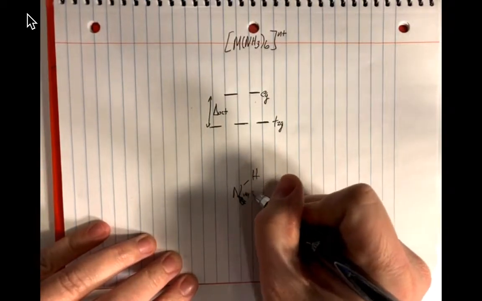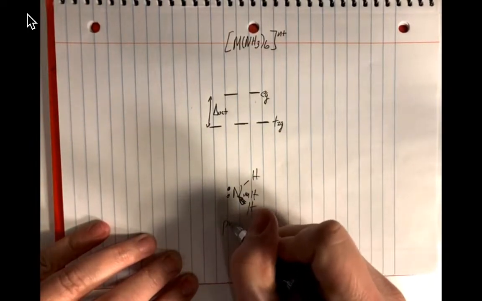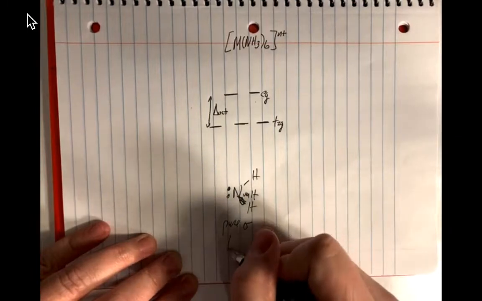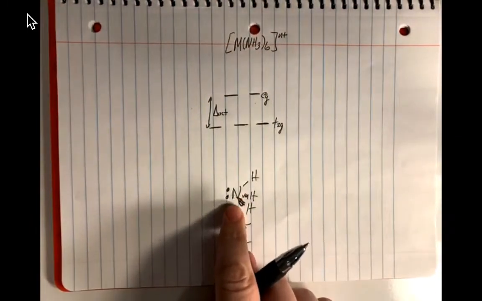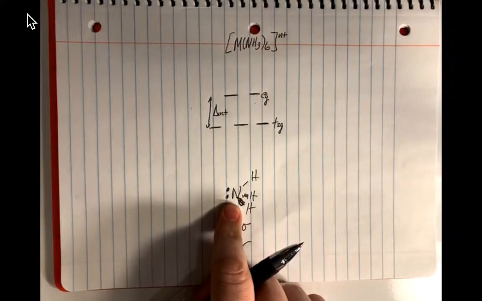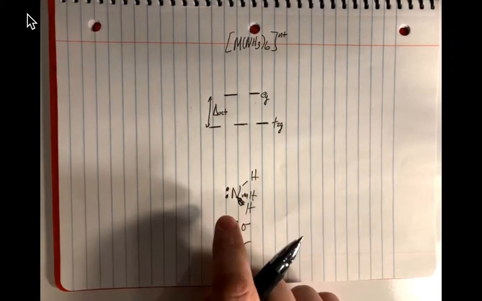ammonia, and ammonia is what we call a pure sigma donor ligand. A pure sigma donor has one and only one lone pair on the donor atom, and so it cleanly forms a single bond to the metal, you think of.